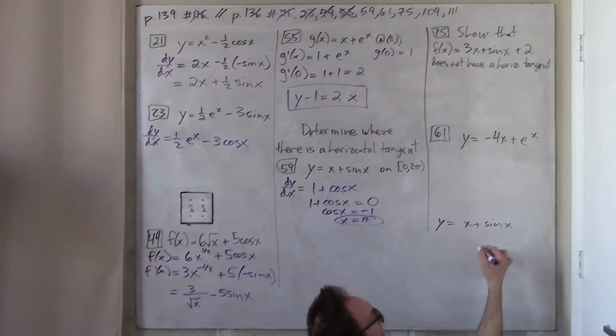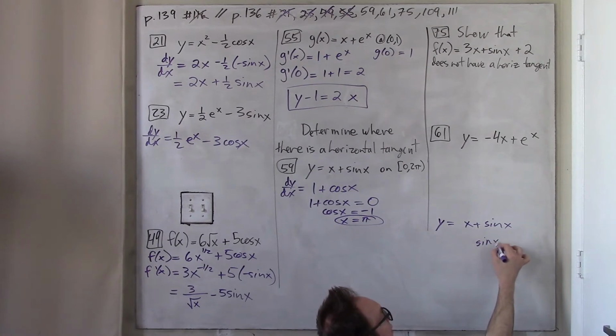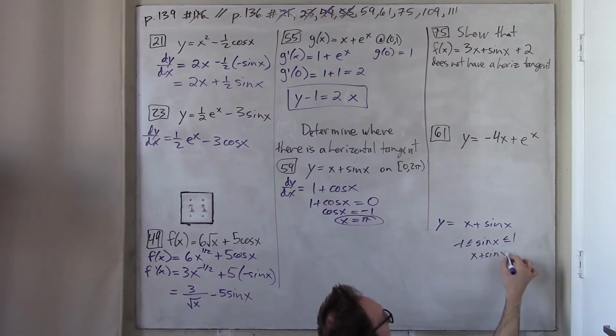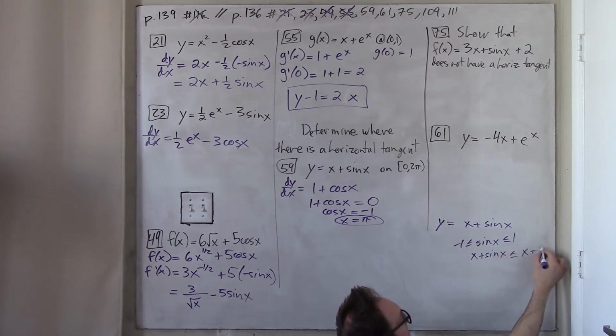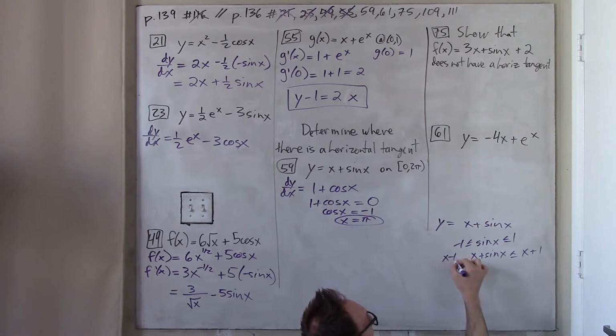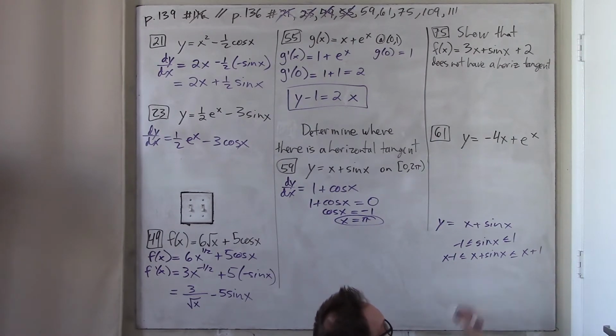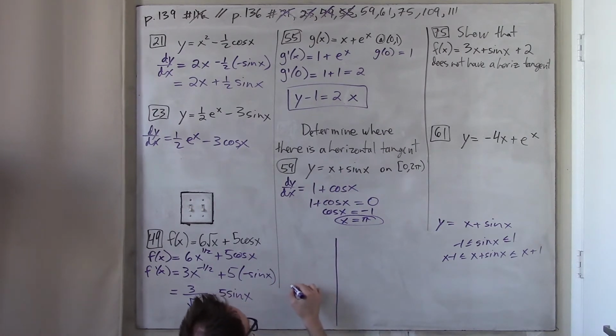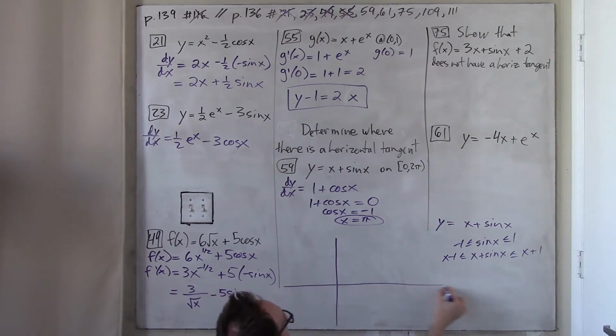Last semester, we said, hey, sine is always between negative 1 and 1, fact. So what can I say about x plus sine x? Well, it's always going to be between x plus 1 and x minus 1. And so our function is bound between these two lines, y equals x plus 1 and y equals x minus 1. And so, try to put some effort into making this accurate.